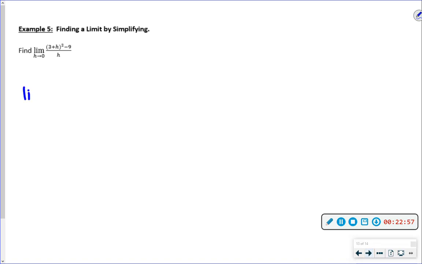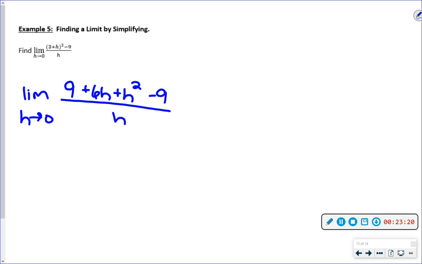So what's your gut instinct? What's the first thing we should do? Factor out. So use the right vocab. I'm not factoring, I'm foiling. We're going to multiply. You know what I meant. All right, so we're going to have 9. Do your middle terms, 3h, 3h. And then our h squared. So make sure you do the full foiling, otherwise you'll miss that 6h, okay?